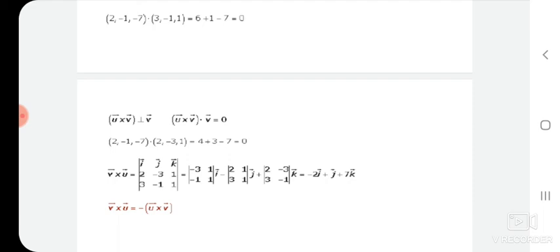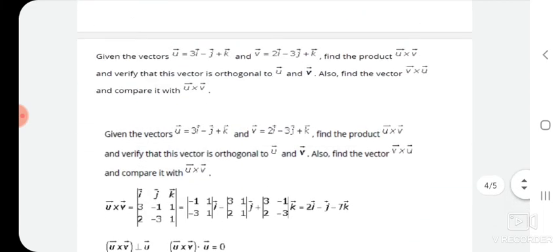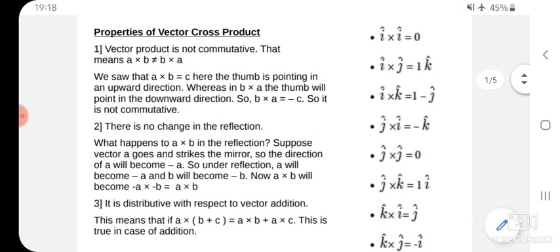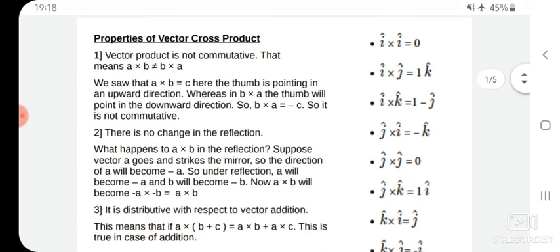Okay, these are some examples or numericals related to the vector cross product. If you have any doubt with respect to these numericals, you can ask me anytime. Tomorrow we will discuss vector triple product.